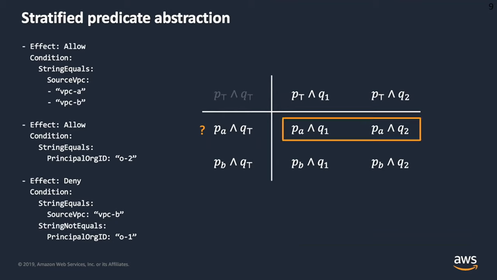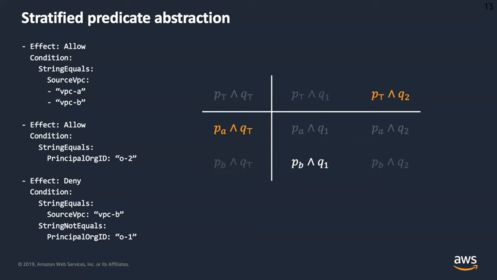A request from VPCA and Organization 3, for example, is not covered by either of the 2 highlighted findings. Thus, the finding PA and QTOP is essential. It will be one of the final findings we return. Moreover, the 2 more specific findings will not be returned. Those findings are already covered by PA and QTOP. Similar reasoning shows that PTOP and Q2 is essential, and that neither of these 2 findings are essential, but this more specific finding is. In the end, our algorithm returns these 3 findings.